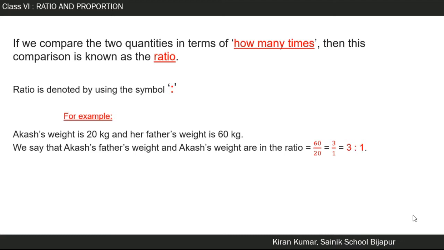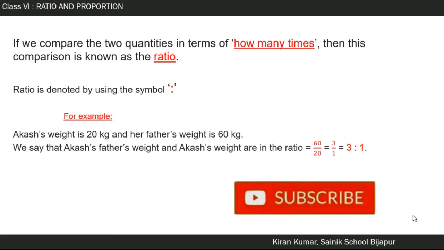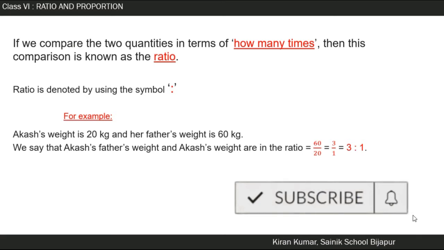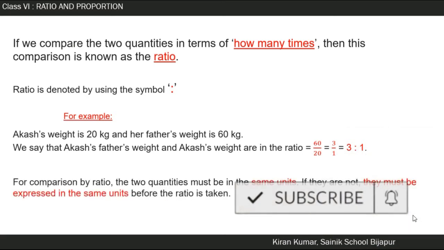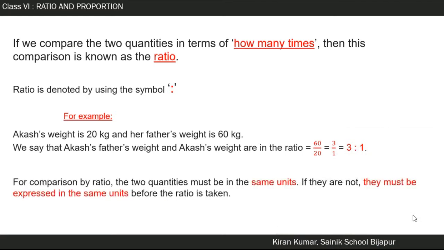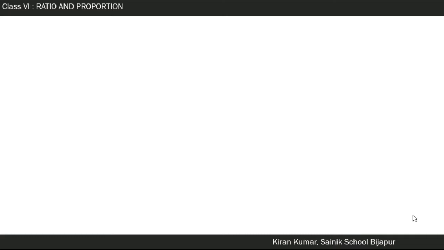For comparison by ratio, the two quantities must be in the same units. If they are not, they must be expressed in the same units before the ratio is taken. The same ratio may occur in different situations.